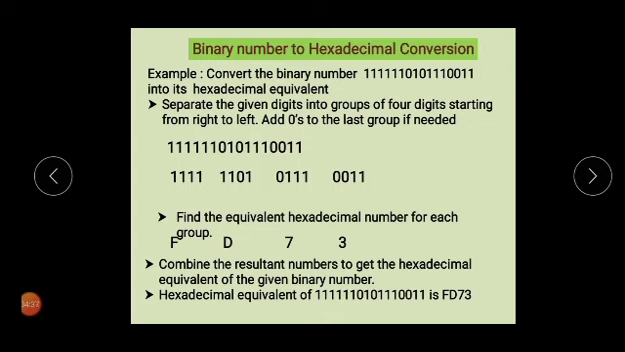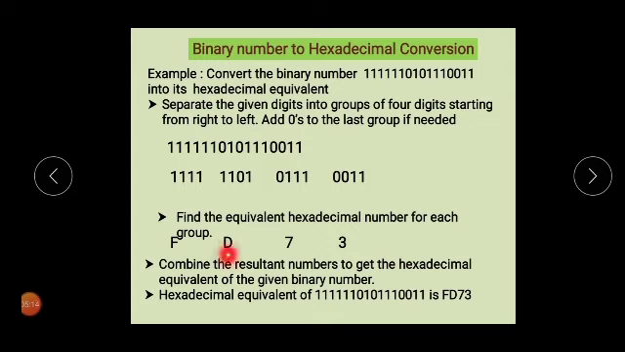Next, we write the equivalent hexadecimal number for each group. That is, 0011 is nothing but 3, it is represented by 3 in hexadecimal, and 0111 is written as 7 in hexadecimal. Like that, for every group we write the equivalent hexadecimal number. You can do this directly if you know it, or you can first check the decimal value of it, and from that you can write the hexadecimal value.